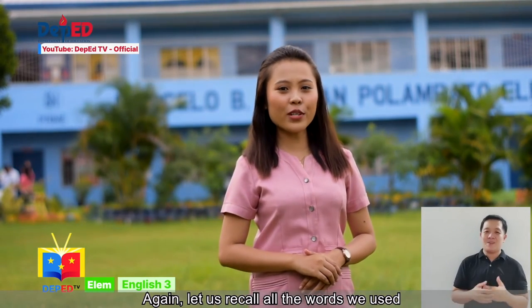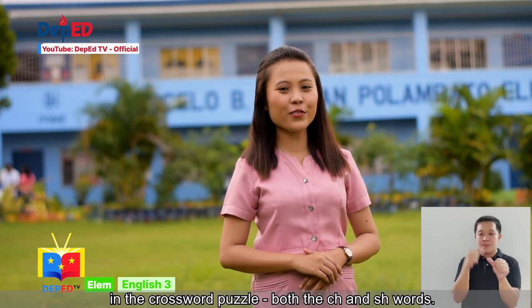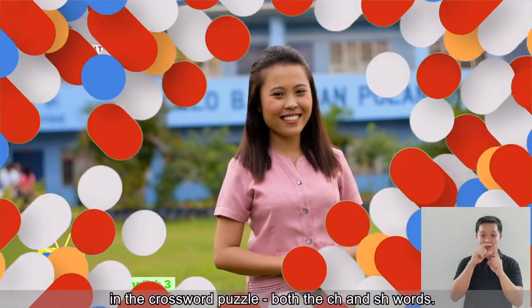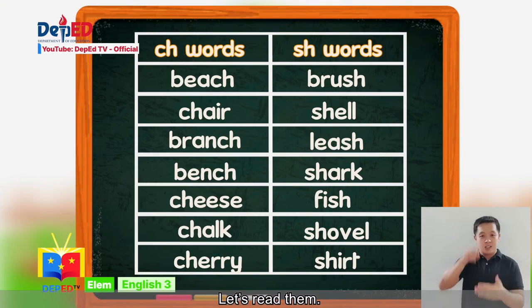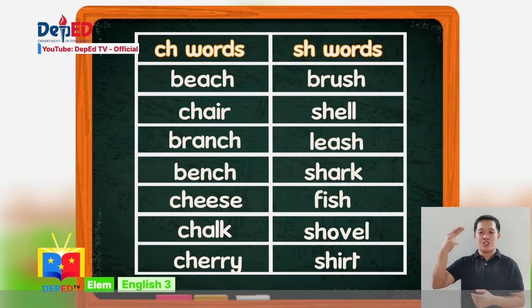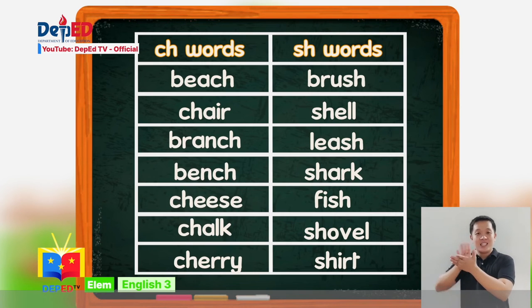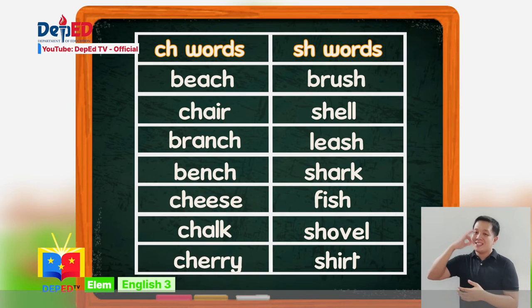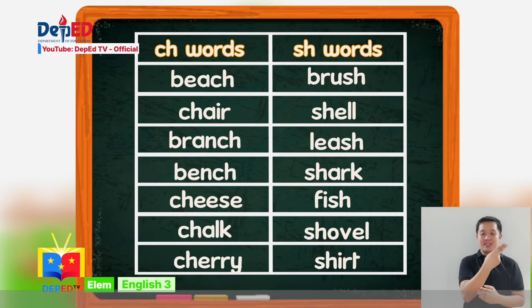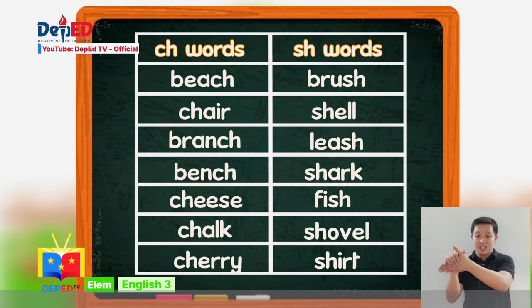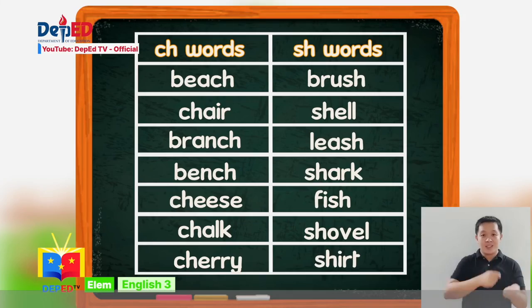Again, let us recall all the words we used in the crossword puzzle, both the CH and SH words. Let's read them. CH: beach, chair, branch, bench, cheese, chalk, cherry. SH: brush, shell, leash, shark, fish, shovel, shirt.